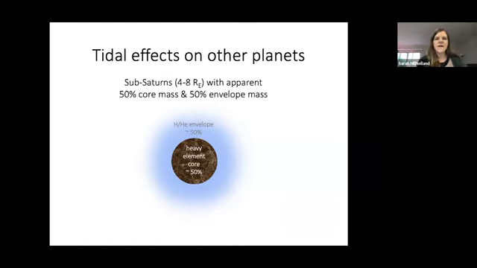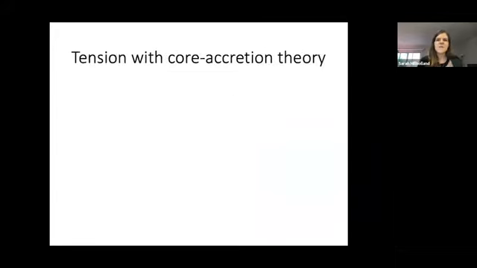radii that previous works have determined that it looks like there's about 50% of the mass in the core of the planet and about 50% in the envelope of the planet. And there are about roughly 10 to 15 or so planets that have been discovered with these specific properties. So planets like this, though, pose a challenge to core accretion theory, because this theory represents the dominant paradigm of planet formation for gas-rich planets.